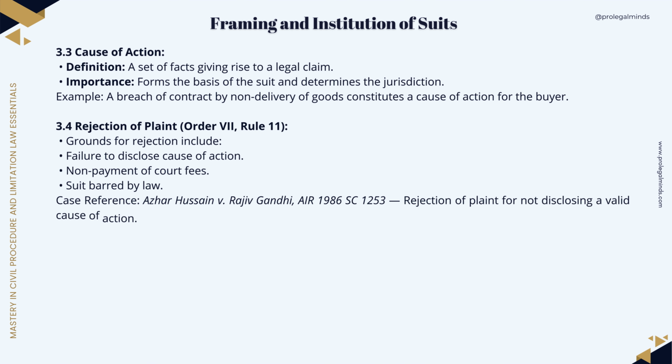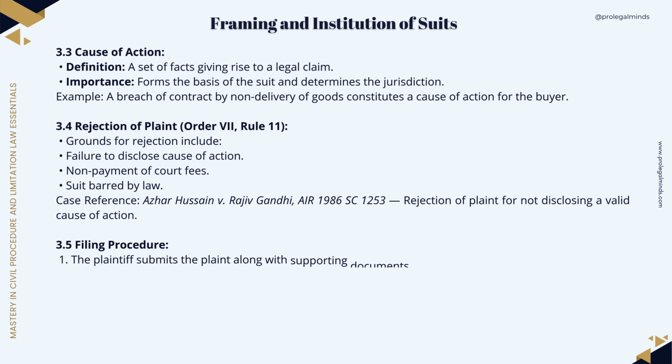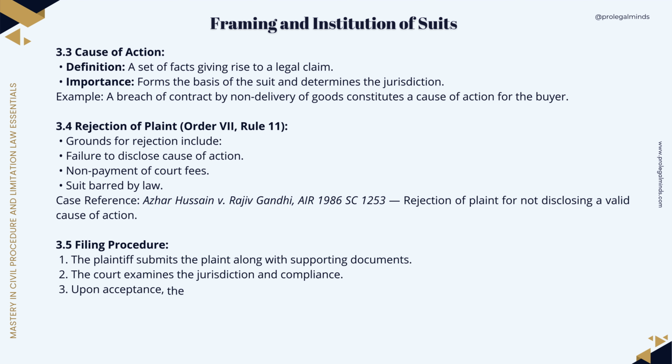Rejection of plaint, Order 7, Rule 11. Grounds for rejection include failure to disclose cause of action, non-payment of court fees, suit barred by law. Case reference, Azhar Hussain versus Rajiv Gandhi, AIR 1986 SC 1253. Rejection of plaint for not disclosing a valid cause of action. Filing procedure. 1. The plaintiff submits the plaint along with supporting documents. 2. The court examines the jurisdiction and compliance. 3. Upon acceptance, the court issues summons to the defendant.